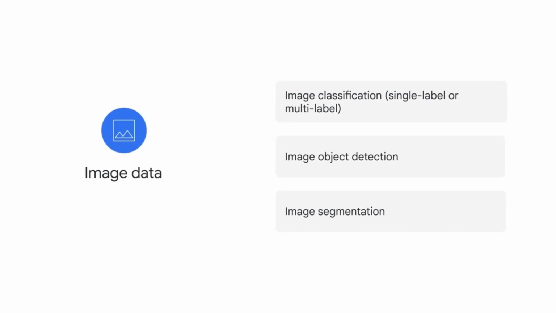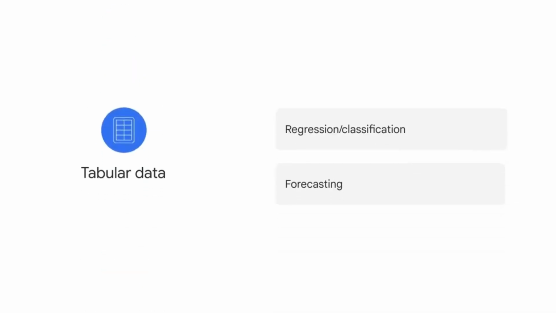For image data, you can train the model to classify images, either single label or multi-label. Single label means that you can only assign one tag to an image, like dog or cat, whereas multi-label means that you can assign multiple tags to one image, like dog, large, and brown. You can also train the model to detect objects and discover image segmentation. For tabular data, you can train the model to solve regression, classification, or forecasting problems.